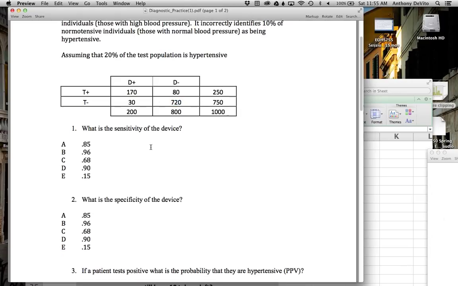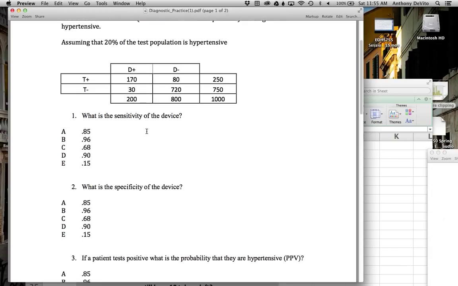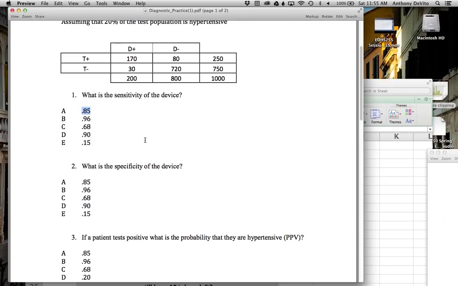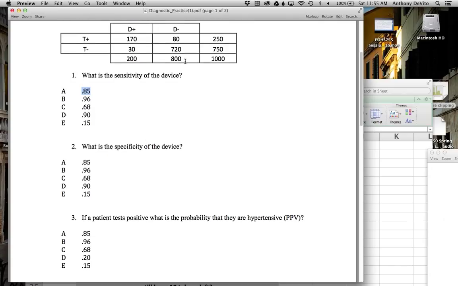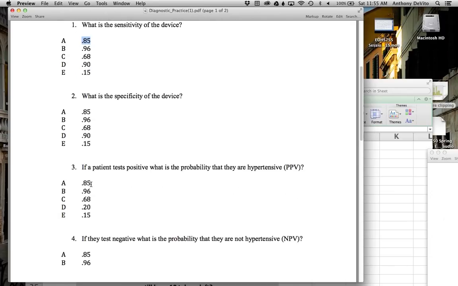So if I add this all up, what's the sensitivity of this device? Well, like we said, it's 170 out of 200 or 85%. 170 over 200 is going to be 85%. What's the specificity? Well, it gets it right 720 times out of 800. So the specificity is 90%.